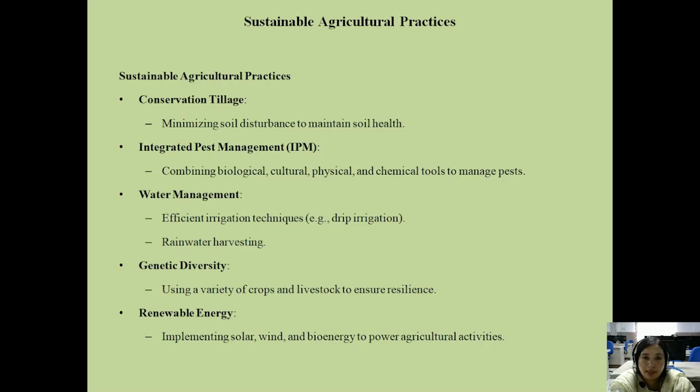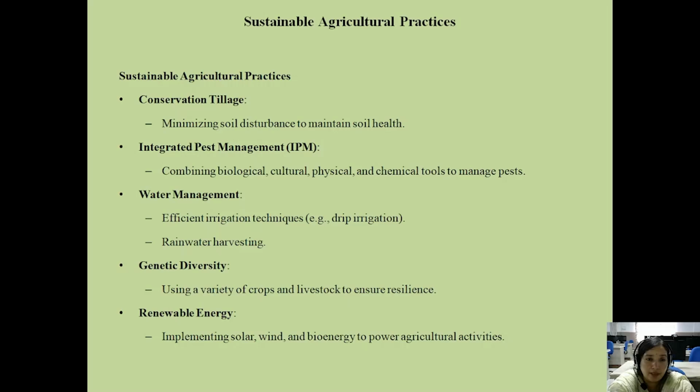So these are the sustainable agriculture practices: conservation tillage, integrated pest management, water management with efficient irrigation, drip irrigation and rainwater harvesting, and genetic diversity, using a variety of crops and livestock to ensure resilience. Meaning is that these are the sustainable agriculture practices which farmers should follow in their farming field in order to get better returns, better yields and profits from their crops by selling in the market to the middlemen.